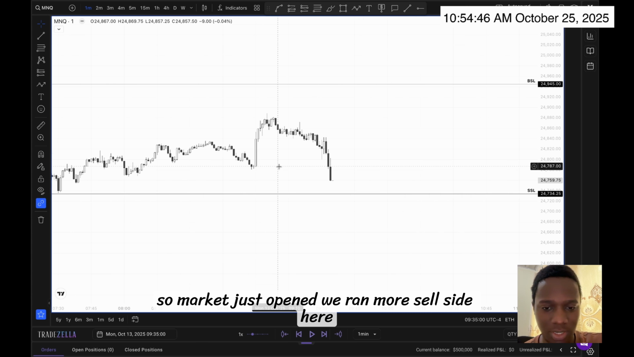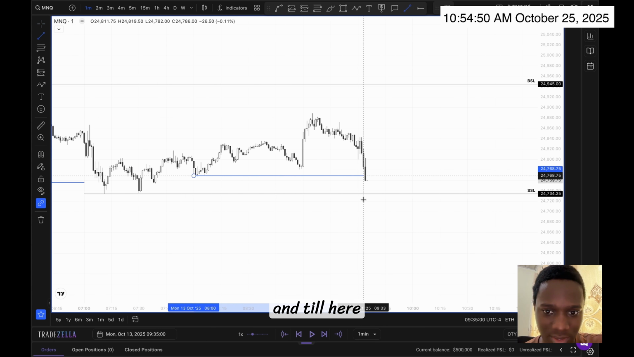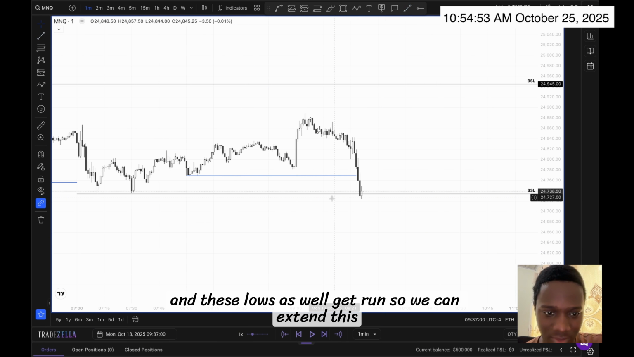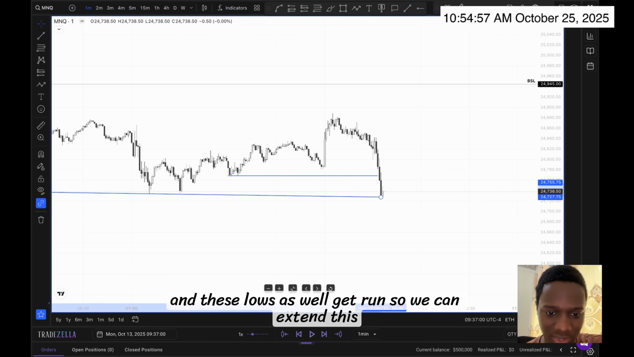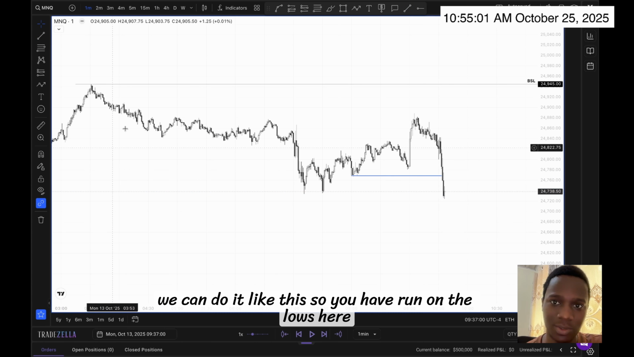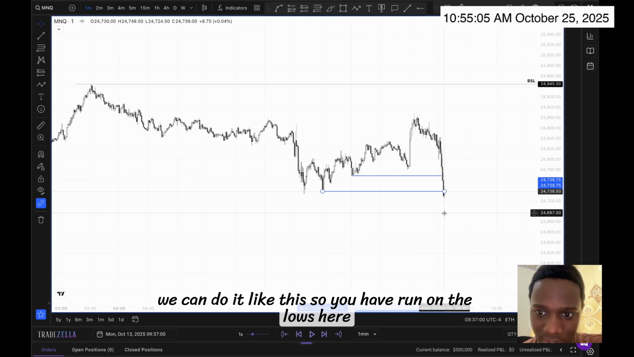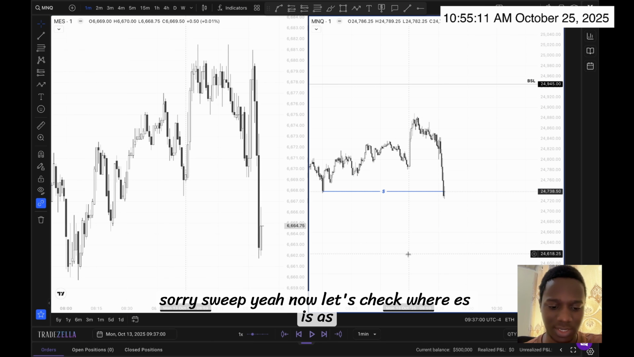So market just opened. We ran more sell side here till here, and these lows as well get run. So we can extend this. We can do it like this. So we have run on the lows here. Sorry, sweep. Yeah. Now let's check where ES is.